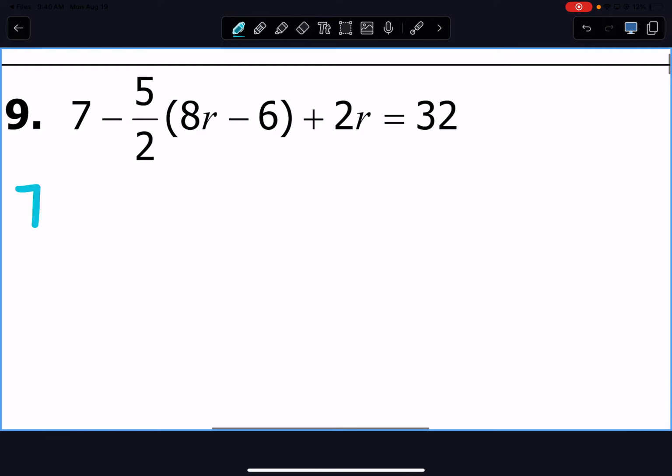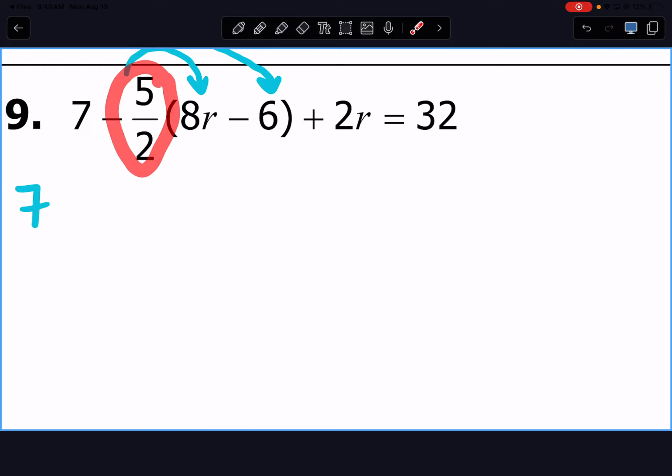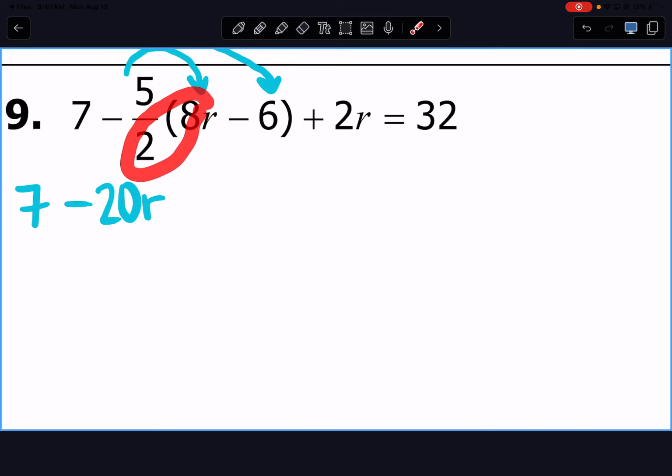So I'm going to bring down my 7. And then I'm going to have to distribute my negative 5/2 into both of these. Can I simplify 5/2 anymore? No. But can I simplify 8 over 2? To 4. Then 4 times 5 would give me 20. So we're going to have negative 20r. Because we can't simplify this any further, we can just change it so we have this over this, and then take whatever's left and multiply it by that number on top.